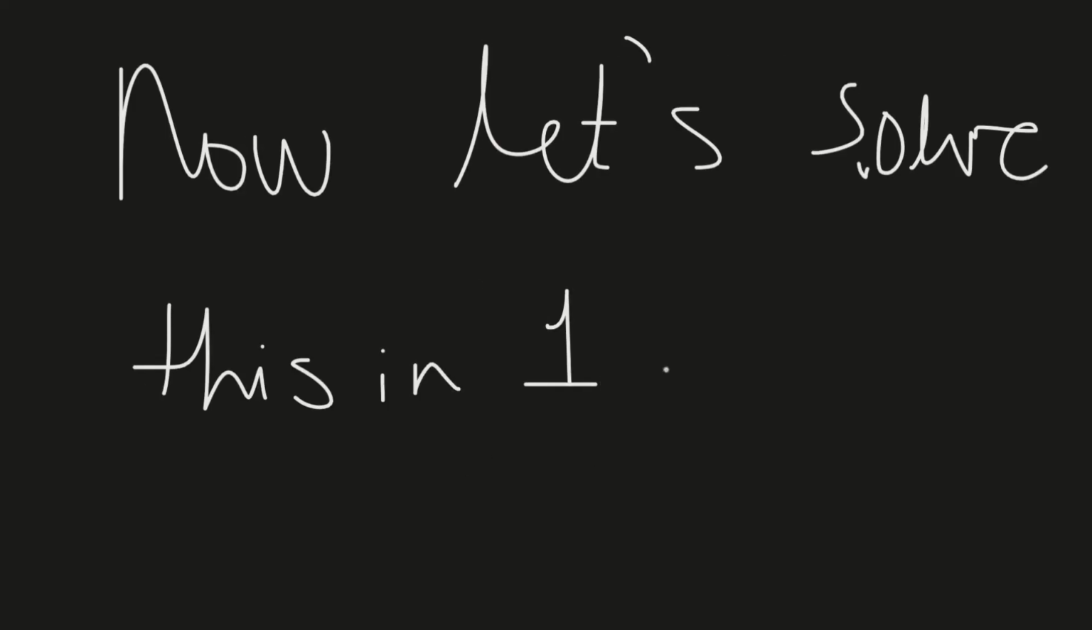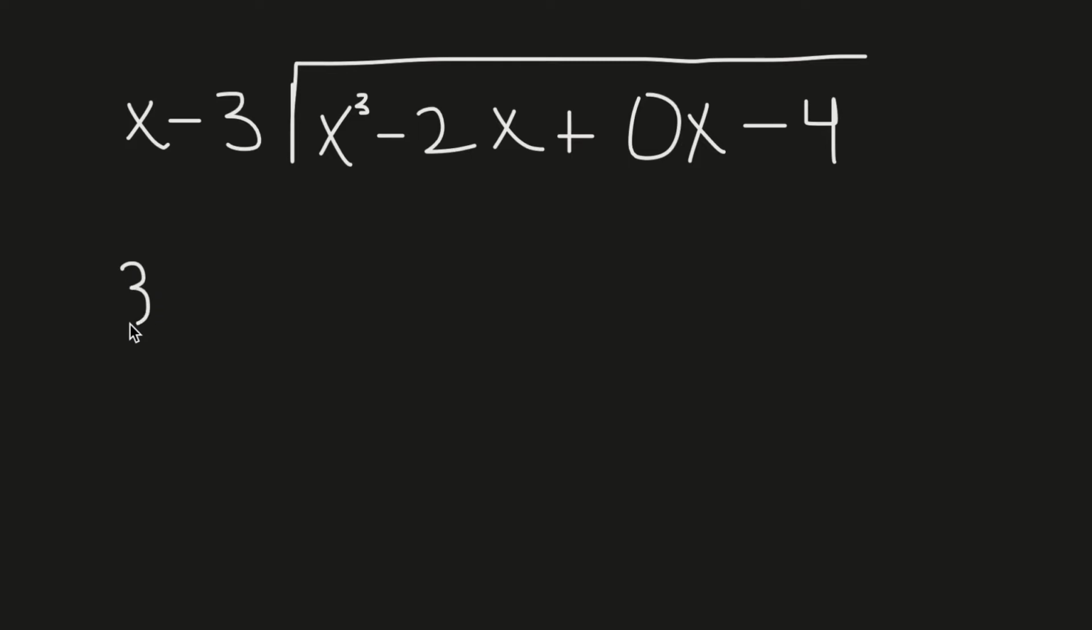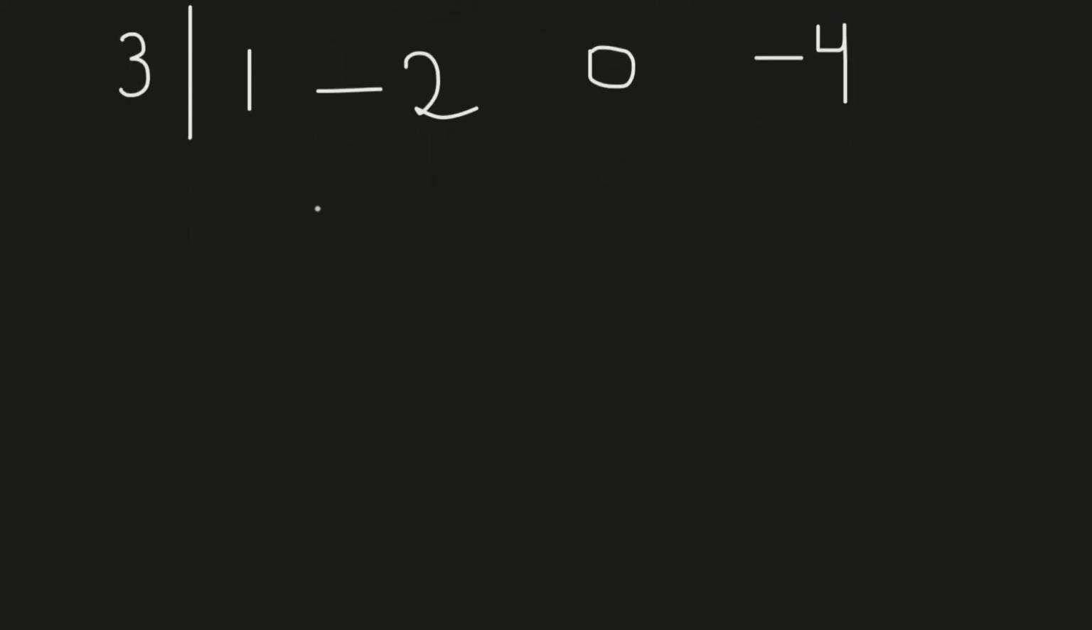Now let's solve this in just 1 minute. So now we have to write c on one side and the coefficients of the polynomial on the other side, which is 1, minus 2, 0, and minus 4. The next thing we would do is to drag the first coefficient down, multiply them both, and then carry the product over to the second column, and then we add them, and then we multiply 3 by that, and then we continue.